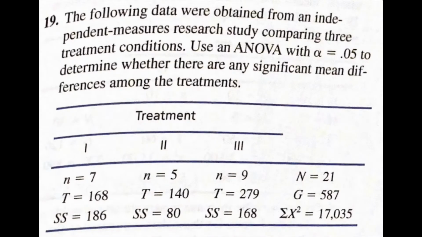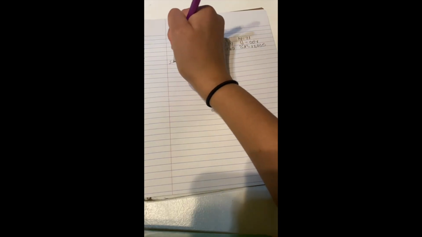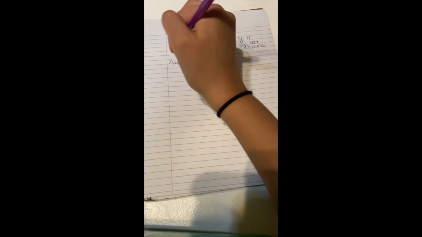So this is the question. The following data were obtained from an independent measures research study comparing 3 treatment conditions. Use an ANOVA with an alpha level of 0.05 to determine whether there are any significant mean differences among the treatments. So I'm going to start off by doing step 1 of the ANOVA procedure.